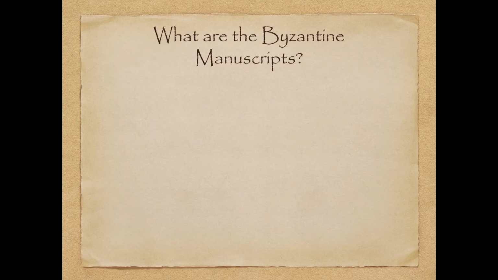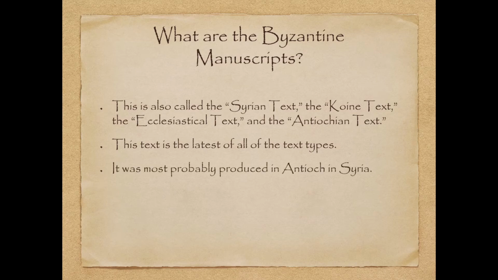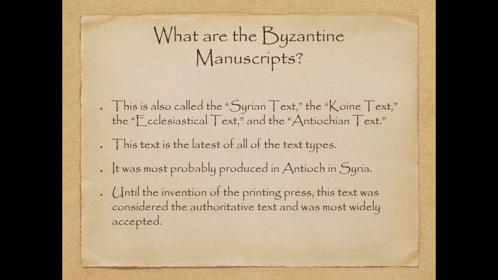So what are the Byzantine manuscripts? This is also called the Syrian text, the Koine text, the ecclesiastical text, and the Antiochian text. This is the text that is the latest of all of the text types. It was most probably produced in Antioch in Syria. Until the invention of the printing press, this text was widely considered the authoritative text and was most widely accepted.